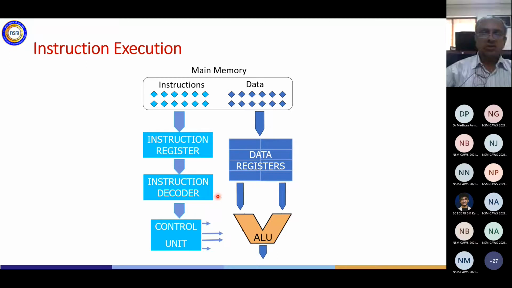Through this control signal, it will enable A, it will enable B. A and B will appear at the input of the ALU. Then one of the signals will tell the ALU, you need to add these two numbers, and the result will again go back to one of the registers. Now the data registers are small in number, but the data is large, so data is maintained in the main memory. Whichever operands are required at a particular point in time, they are brought in and used as an input to the ALU. So this is how an instruction executes.